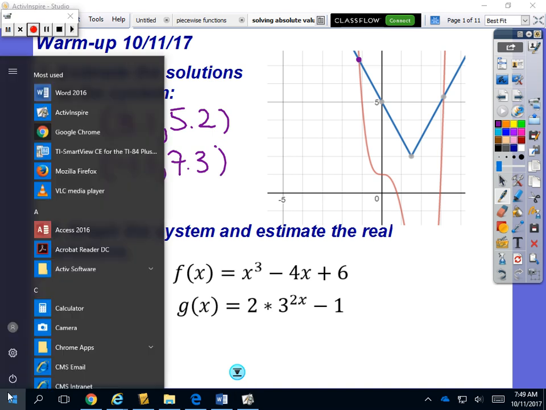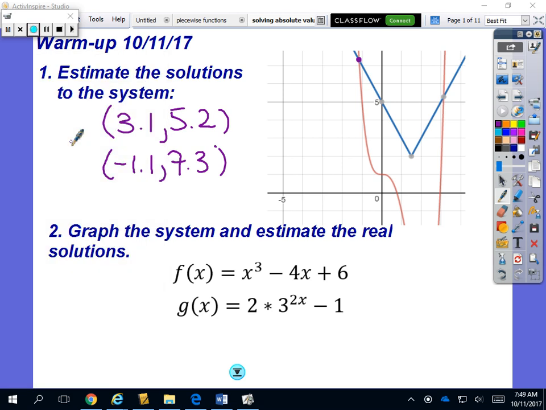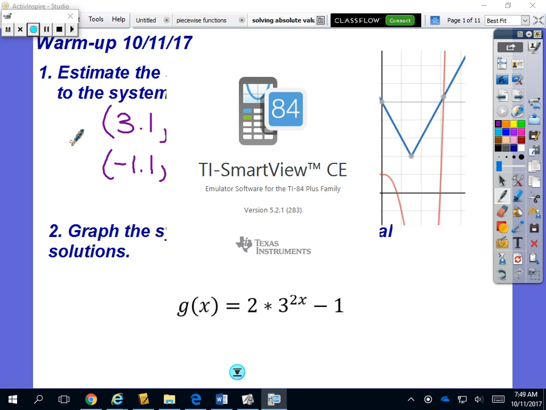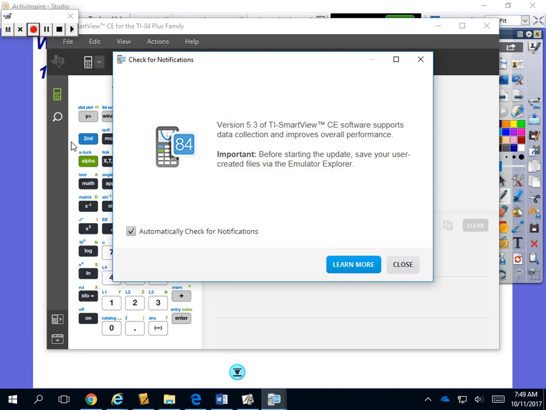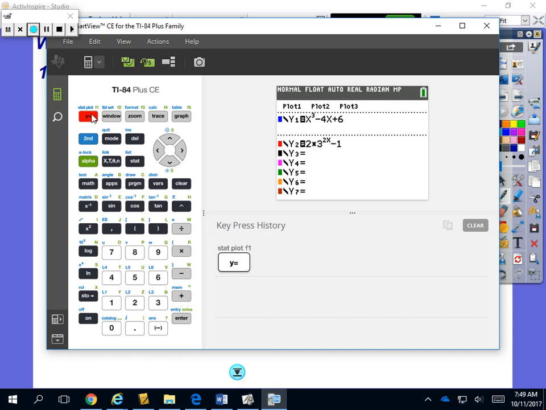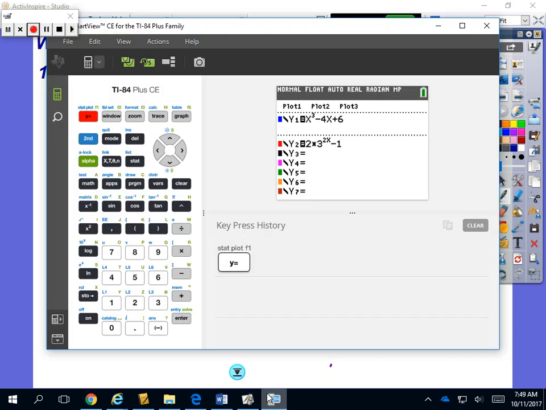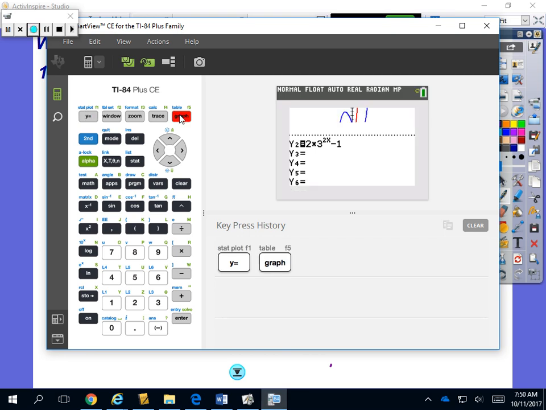For the second one, it says to graph the two equations. So go ahead and put those two equations in your calculator. I'm pulling mine up. I still have those in there from earlier. Yeah, x cubed minus 4x plus 6 and 2 times 3 to the 2x minus 1. That's what you want to have in your y equals menu. Then you press zoom 6 or just graph it, and you've got the two functions right here.